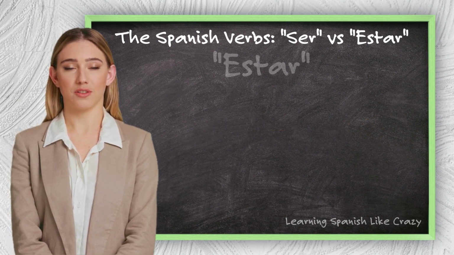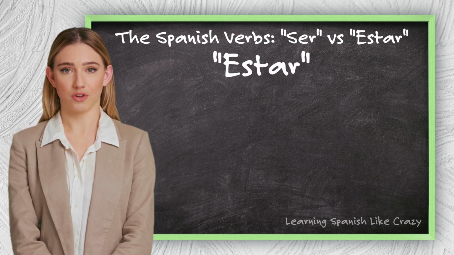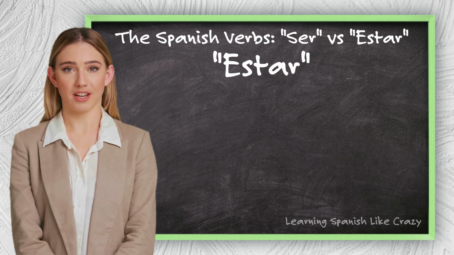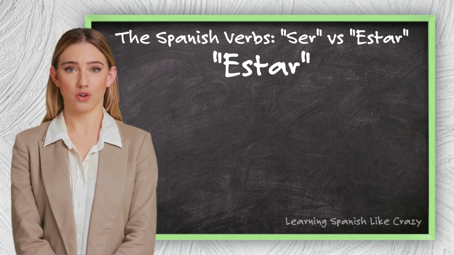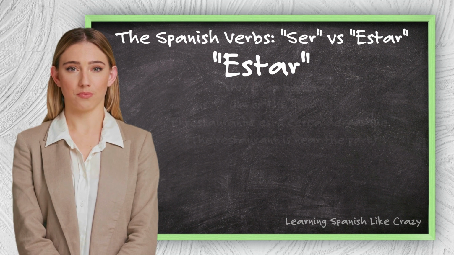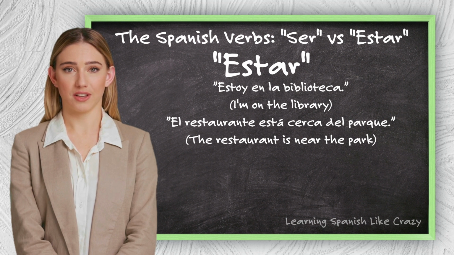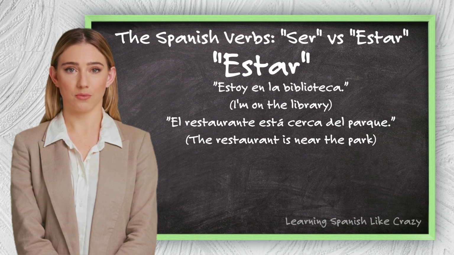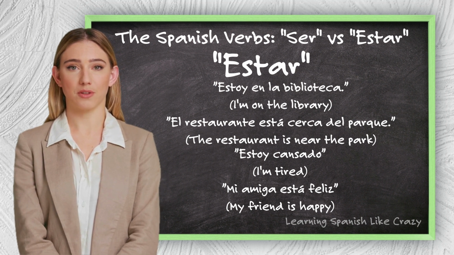Now, let's delve deeper into the uses of Estar. We use it to express temporary states, locations, emotions, and conditions that can change over time. This verb refers to the current state or condition of a person or thing. When talking about locations, we use it to indicate where someone or something is located. Estoy en la biblioteca. El restaurante está cerca del parque. It is also used to describe temporary conditions or emotions. Estoy cansado. Mi amiga está feliz.